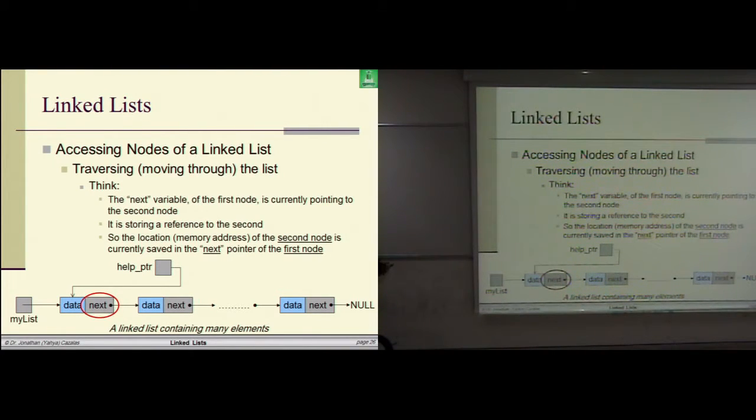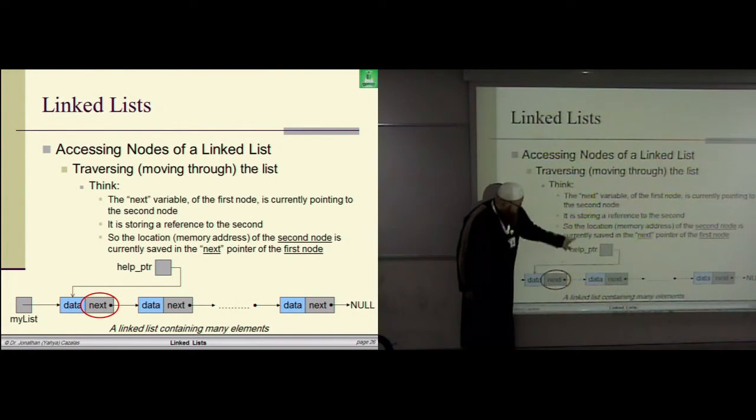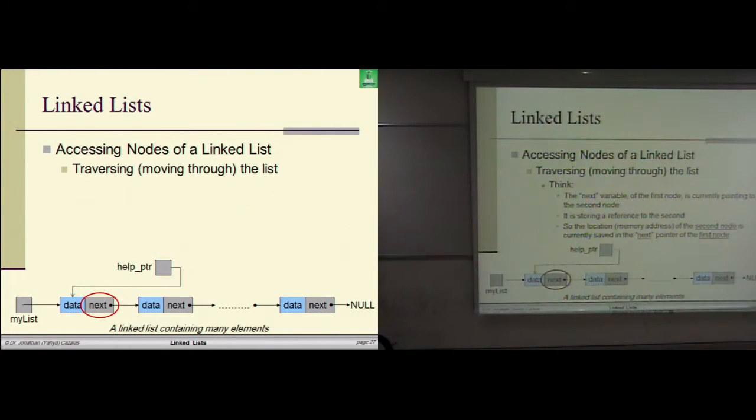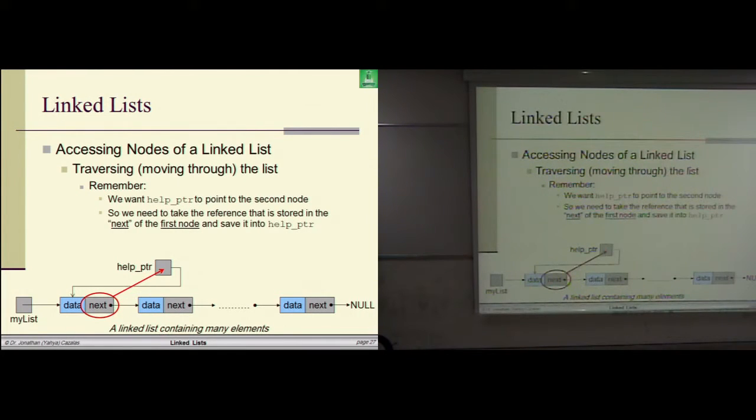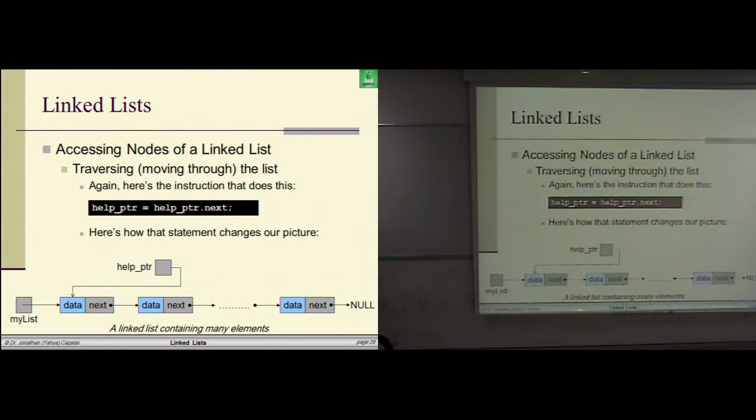So what we do is we save the location of the second node, which is saved right here. In this next, we need to take that and we need to save it into help pointer. Okay? So we take that reference from the next of the first node and we save it into help pointer. This will make help pointer point to the second node. Here's the instruction, and this is what happens. This goes away and it points to our second node.